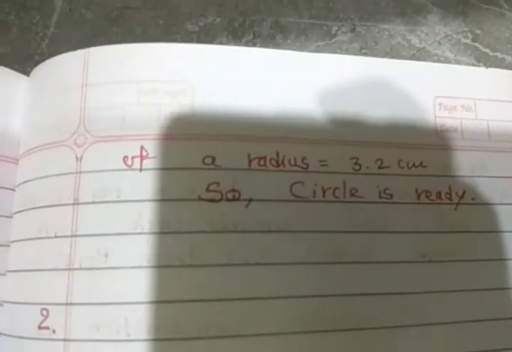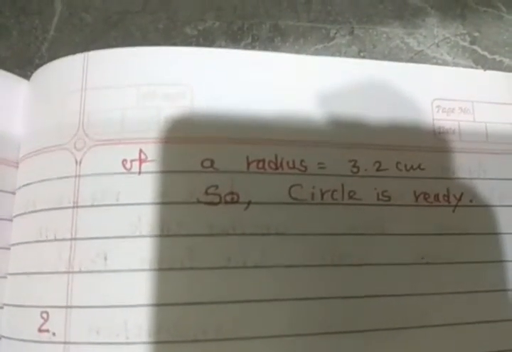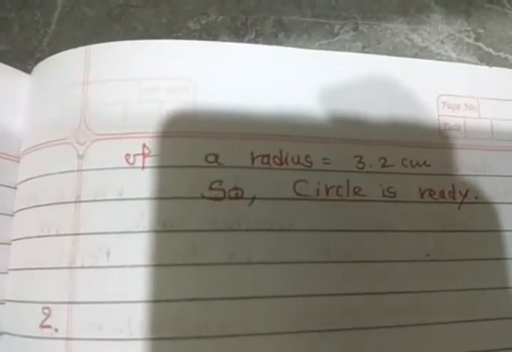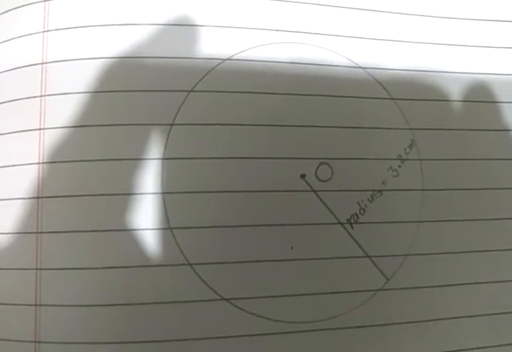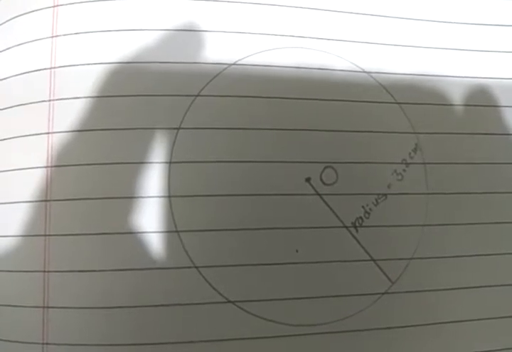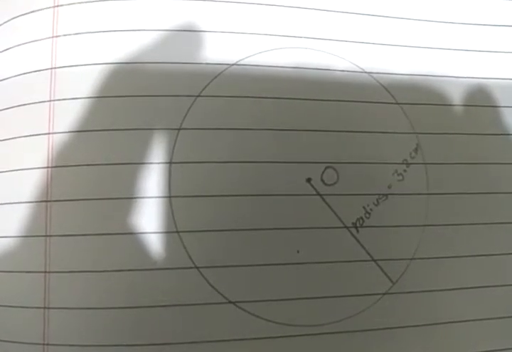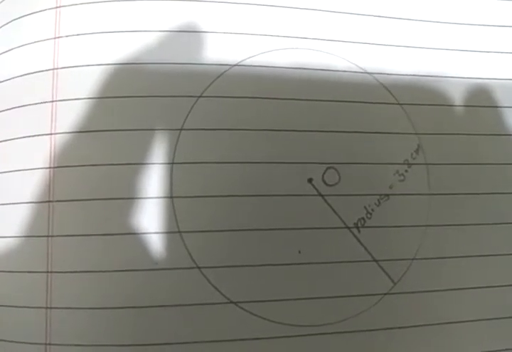Okay, so like this way you draw this construction number 1. Here you can write down O as the center, radius is equal to 3.2 centimeter, like this way in your notebook, right? So the 3.2 centimeter radius circle is ready.